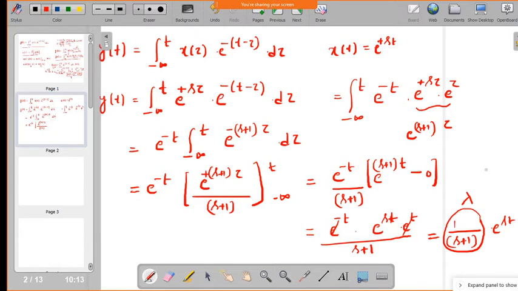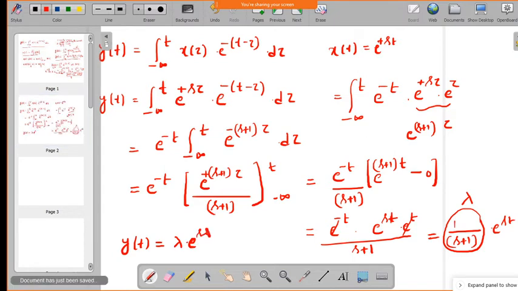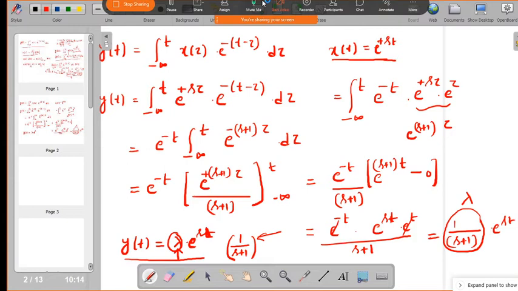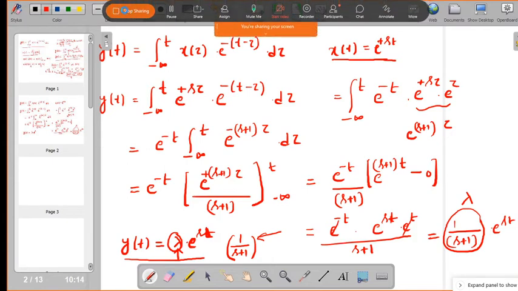So the output you have got is the eigenfunction equation, that is lambda into e power st, where lambda, the eigenvalue, is nothing but 1 over s plus 1 in our case. This is the corresponding eigenvalue lambda, and this is the output whenever you give the complex exponential signal e power st as input. Is this understood? Any doubt in this?